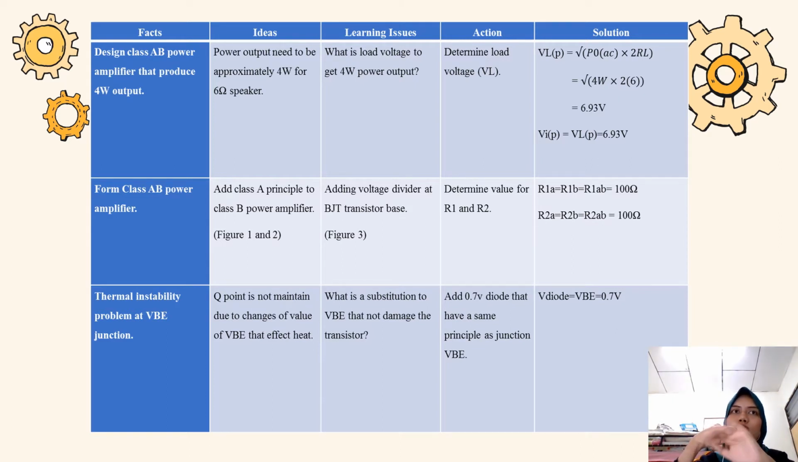The next problem is a thermal instability problem at the VBE junction due to the voltage divider. The Q point is not maintained due to changes in the value of VBE that affect the heat. So what is the substitute for VBE that will not damage the NPN and PNP transistors? We use a 0.7 volt diode, which has the same principle as the VBE junction. As we know, V diode equals VBE equals 0.7 volt.